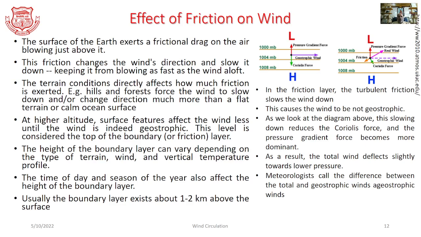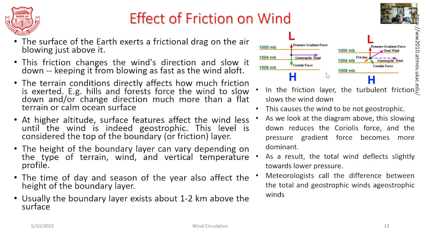Also, the time of the day, obviously driven by solar insolation, as well as even the sun path driving the seasons, will affect the height of the boundary layer. According to the literature, we can assume this boundary layer exists about 1 to 2 kilometers above the surface.